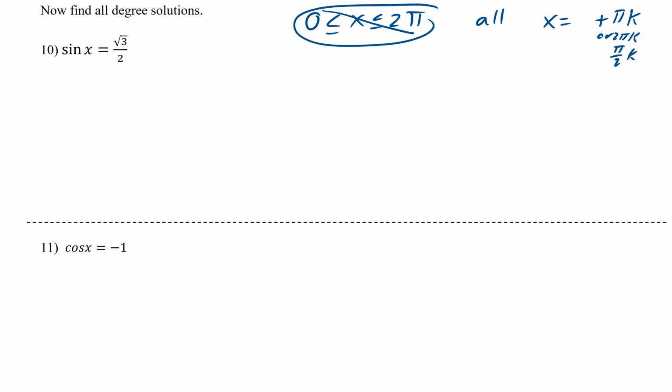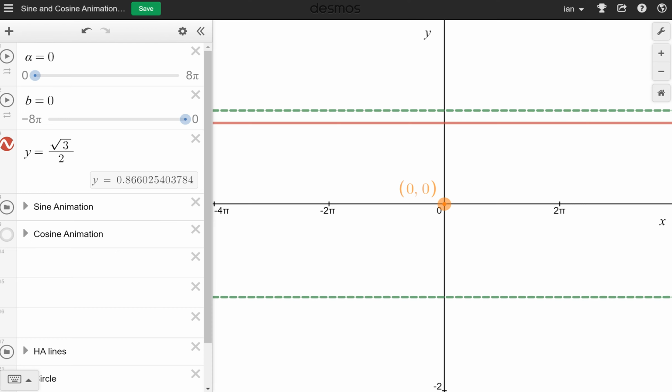So let's just look at one. So we have here sine x is equal to the square root of 3 over 2. So we're going to look at this graphically first and then decide how it works. I'll explain everything. So here we go. So right now this line right here, this is our square root of 3 over 2. So this is when we have y equals square root of 3 over 2.